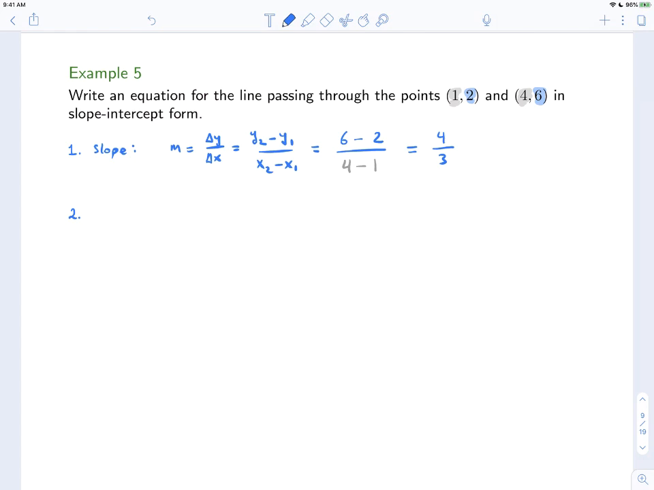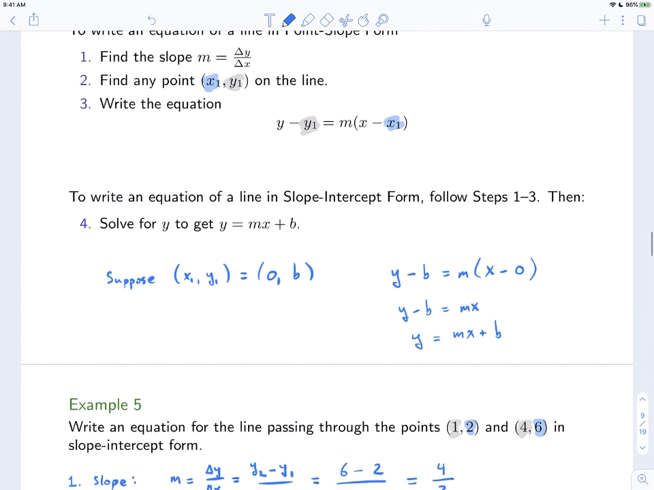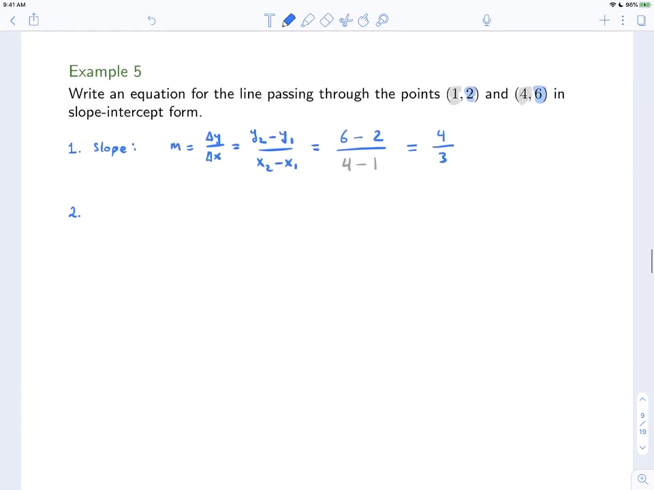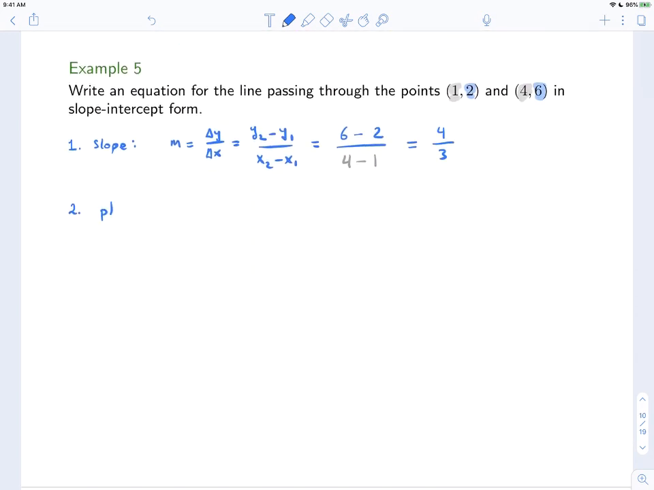So step 2 is to find any point on the line. We have the slope, we need a point. Well, we have 2 points. You can use either one. (1, 2).